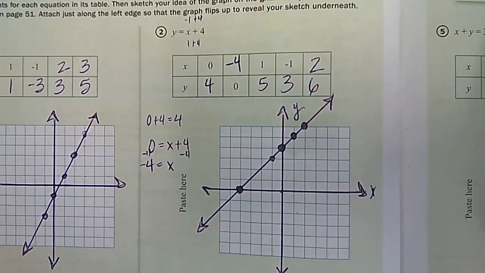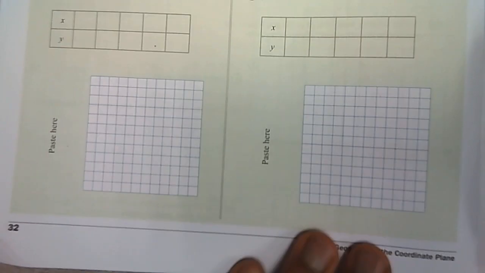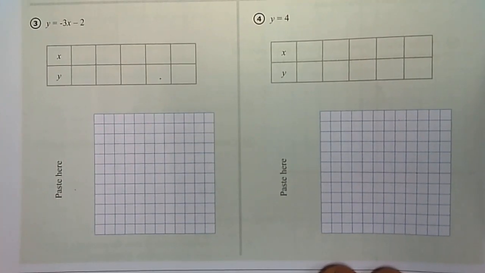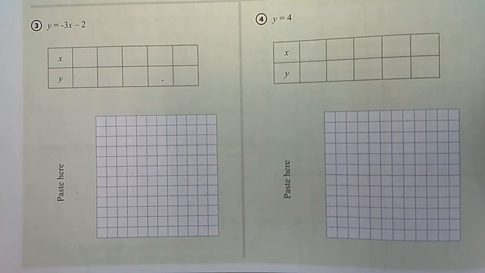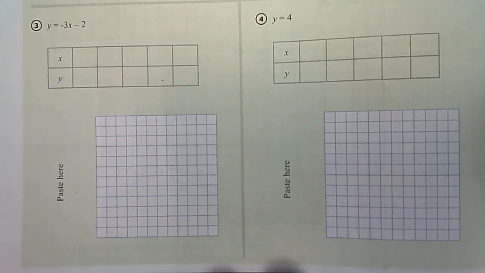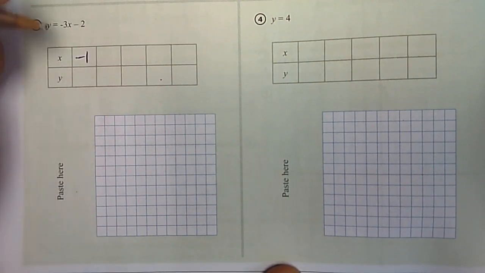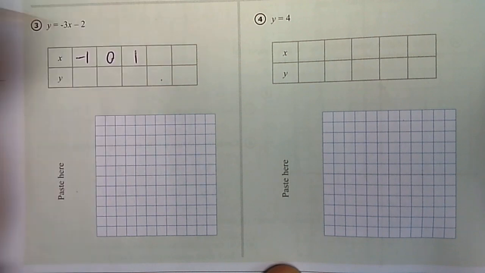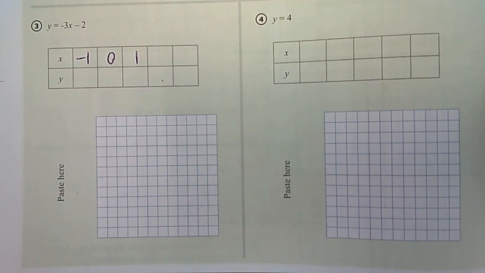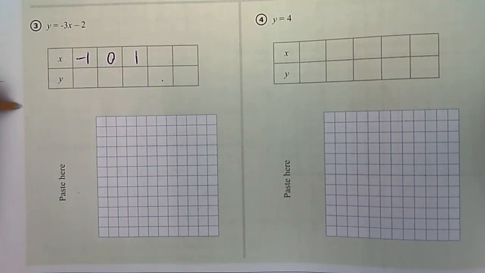Yeah, I still got time. I'm gonna go ahead and finish up this page. Alright, cool. So numbers I always like to use: negative 1, 0, positive 1. And then I'll see where to go from there.